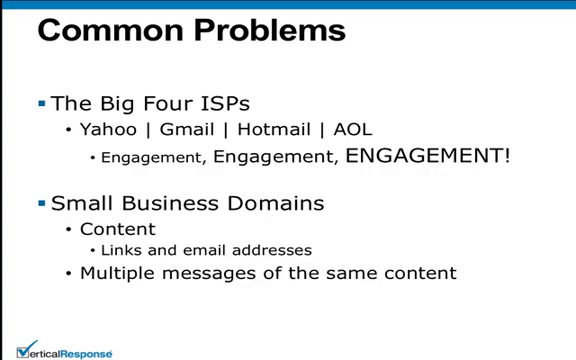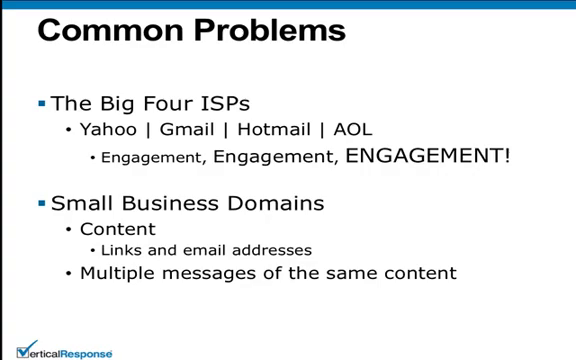Perfect. So then the other common umbrella I wanted to talk about were small business domains. And again, I bring up content here and the links and email addresses because the email filters used at the smaller business domains are really looking at the links and the email addresses. They're scanning the content. They're becoming sophisticated as well in the same ways that the Yahoos and Gmails are, in order to isolate problem content.